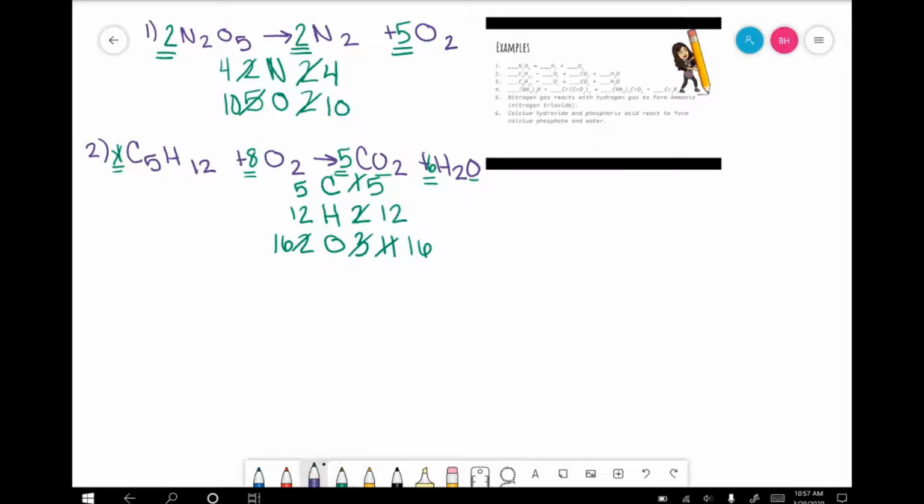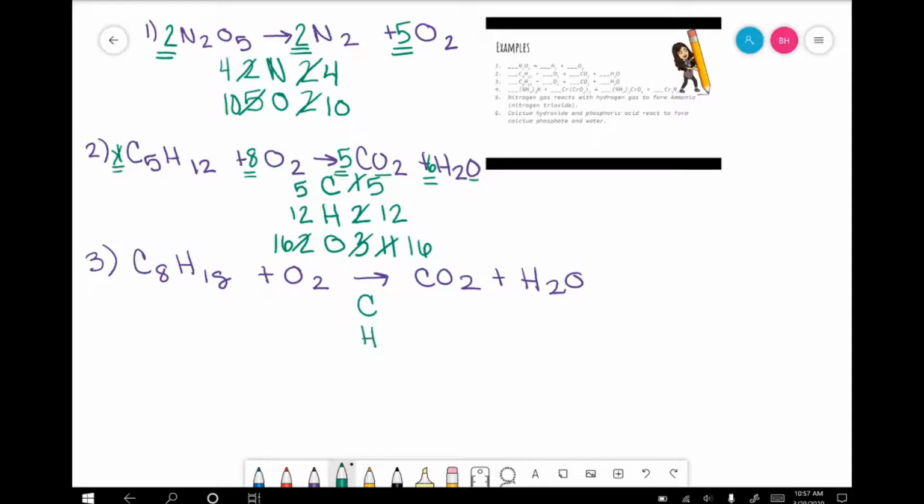Number 3. Number 3 looks very similar to number 2, but there is a significant difference that we will see as we start balancing it. So it does follow a very similar format, but there is one big difference. So let's go ahead and get started, and we'll see that we have carbon, hydrogen, and oxygen as we did in the previous one.